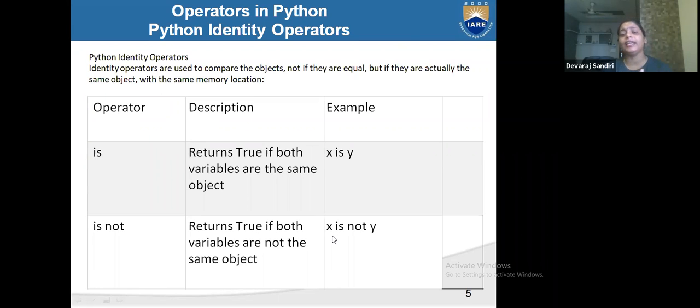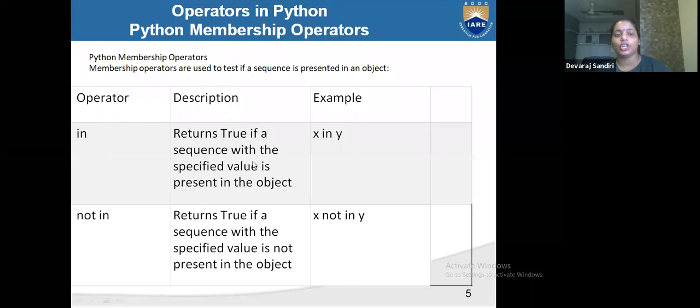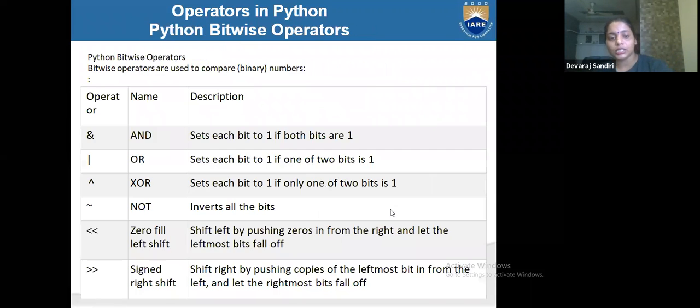Means if x is equal to 5 is true, at that time you will write x is 5. If x is not equal to 5, then we have to write x is not 6, and at that time we will get true. If is not, then we will use x is not 6.